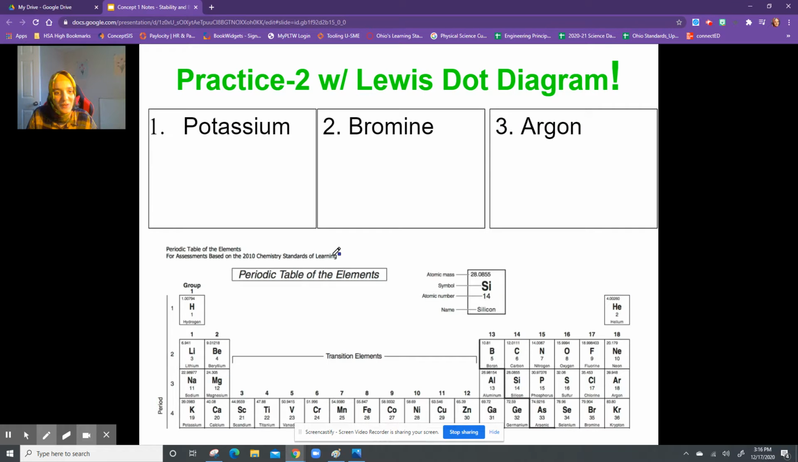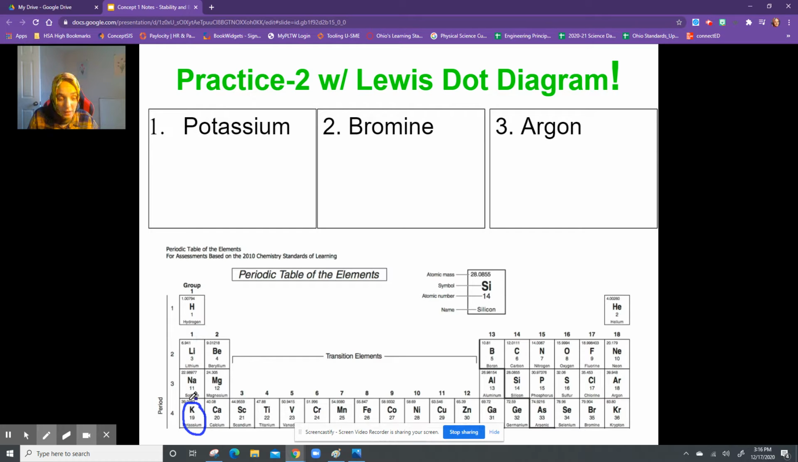All right, guys. So let's start our work with the practice about Lewis dot diagram. We're going to figure out potassium first. So potassium, the first step is figure out the symbol. You can figure out the symbol of potassium by looking at the periodic table. Potassium is a metal, so I'm going to look on this left side. And here I can see potassium.